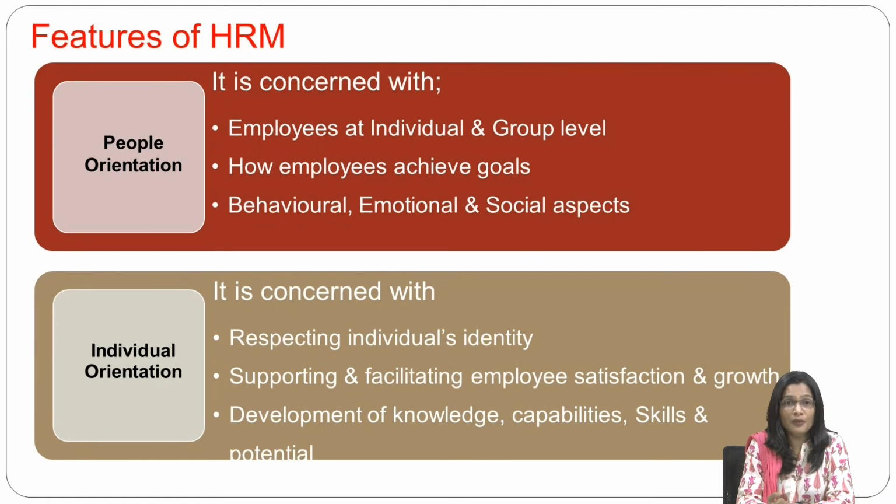Then we have the individual orientation approach. This particular approach is related to respecting individual's identity. In people orientation, we are focusing on how individual works in a group and how the behavioral, emotional, and social aspects are taken care of. In individual orientation, we are trying to support that individual to facilitate the satisfaction process and the growth. At the same time, we are developing the knowledge, capabilities, skills, and potential of that individual through individual orientation. So that's the second feature of HRM.